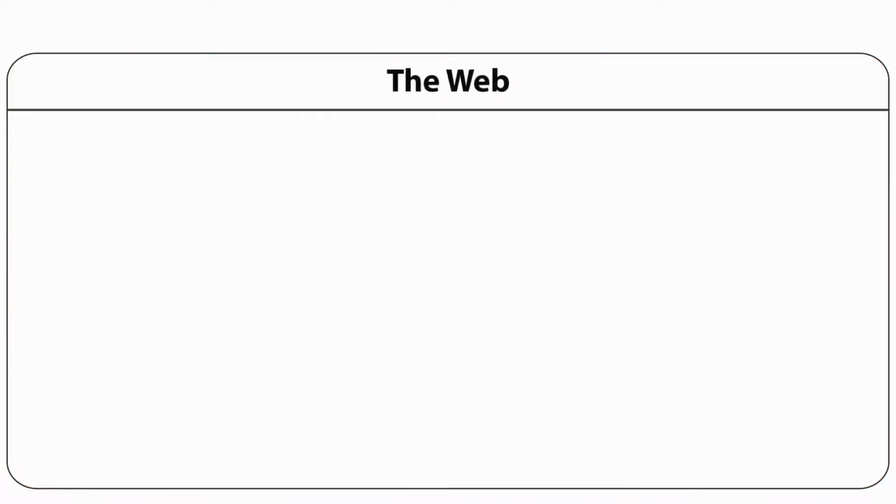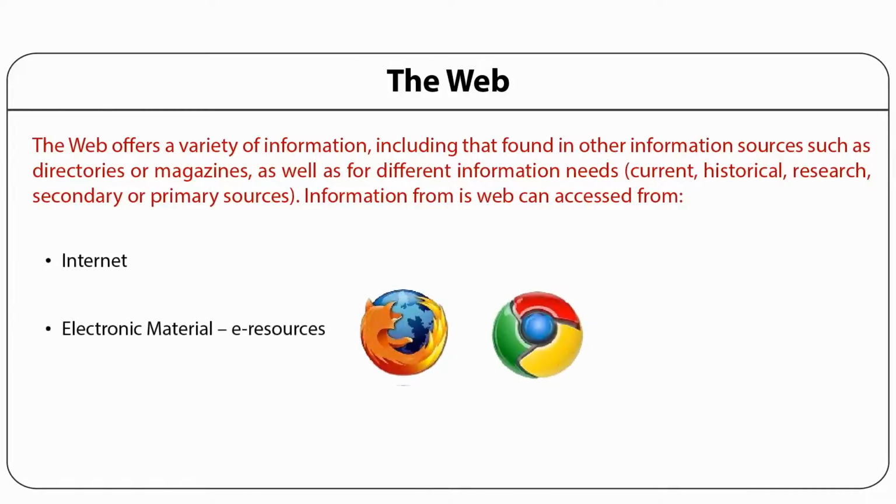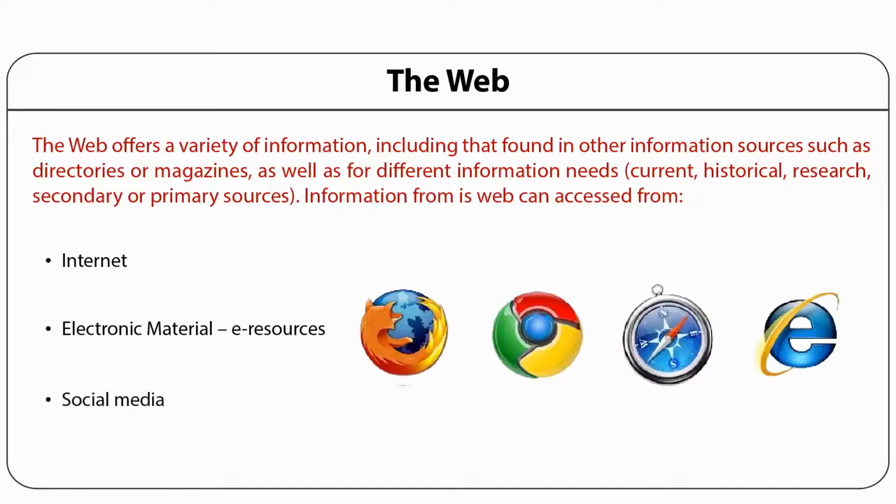The web. Of late, the web is also useful as current source of information. This is because the web offers a variety of information, including that found in other information sources such as directories or magazines, as well as for different information needs, which could be current, historical, research, secondary or primary sources. Information from the web is accessible through the internet or electronic material, that is e-resources or social media.